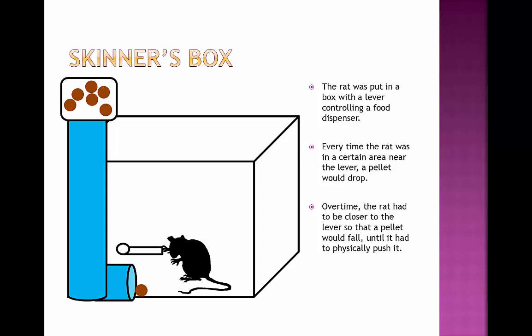Then there would be a point where they stopped falling until he had to physically touch and push the lever to make them fall down. So by doing this, the food would then fall down again. The rat then learned by a consequence of his actions to have to be near the lever or to then actually push it, that it would get the reward in the form of a pellet.